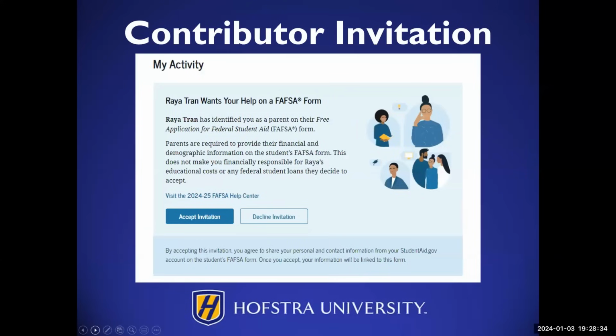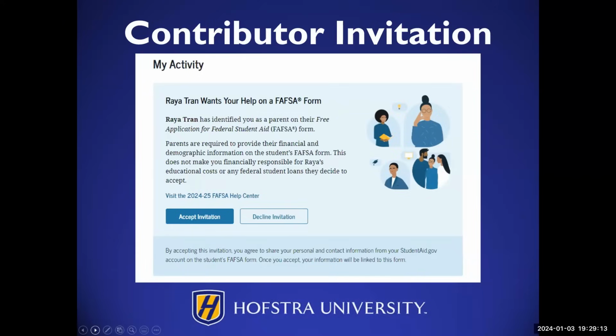Now that the student's portion is completed, parents, you will get an email, and in that email you'll get something like this, a contributor invitation. It's going to say your student wants help on their FAFSA form, and they've identified you as a parent on their Free Application for Federal Student Aid. Parents are required to provide their financial and demographic information on the FAFSA form. It does not make you as a parent financially responsible for the educational costs or any federal student loans they decide to accept. It's just needed in order for them to qualify for any federal grant programs.